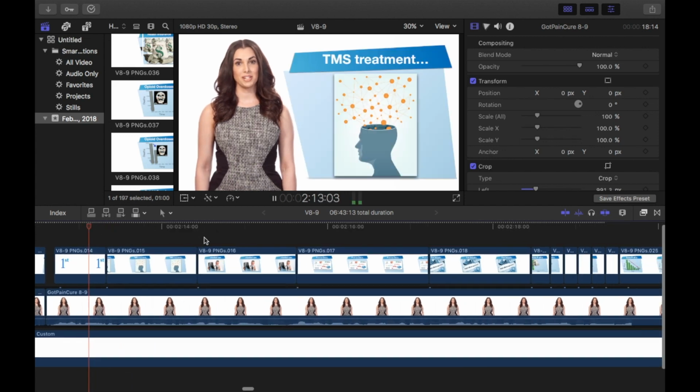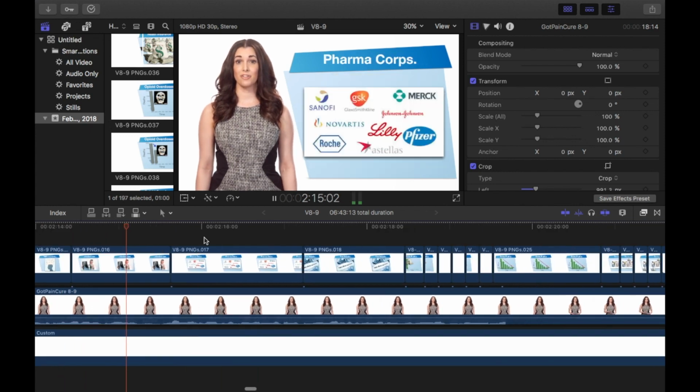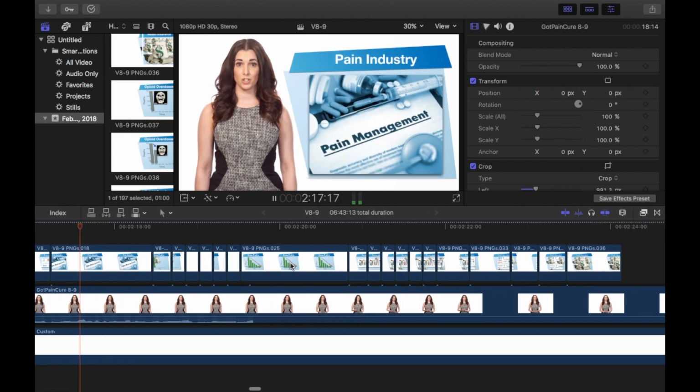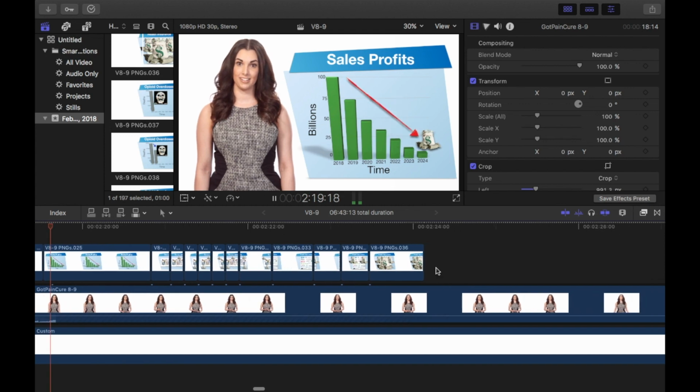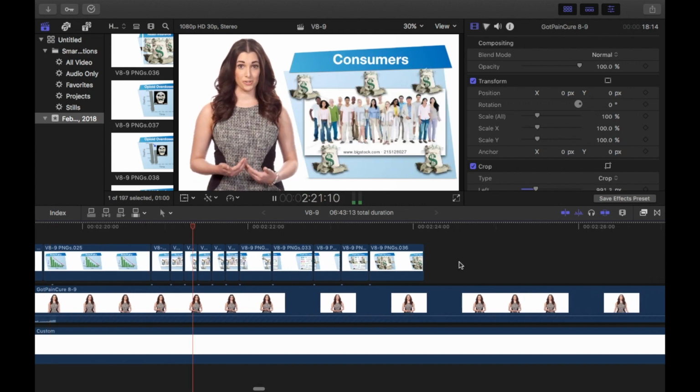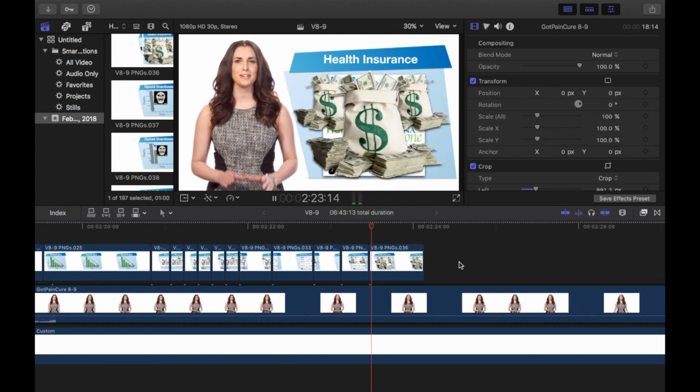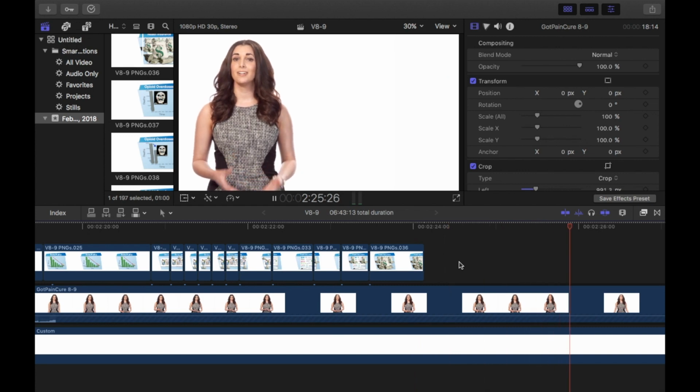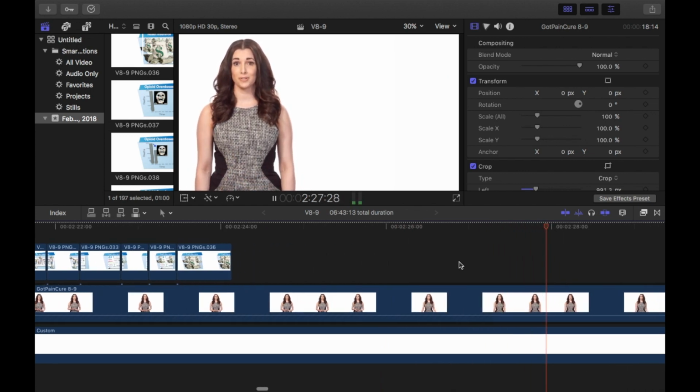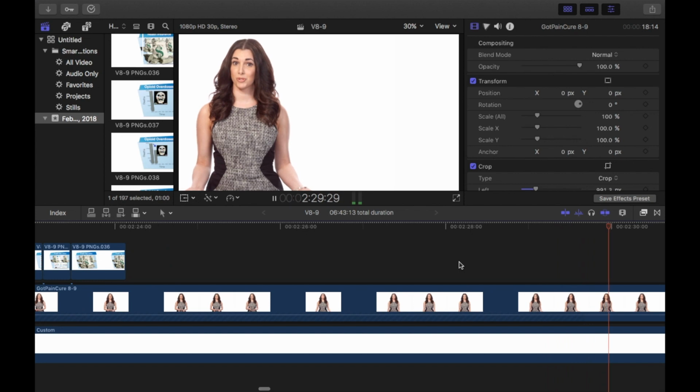First of all, if TMS treatment becomes standard care, pharmaceutical corporations and the pain management industry would lose billions. Even though this would save money for consumers and insurance companies, plus reduce opioid overdoses, pharmaceutical corporations don't want you to stop buying their over-the-counter and prescription pain meds.